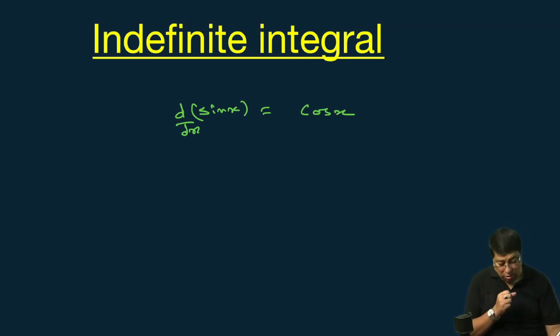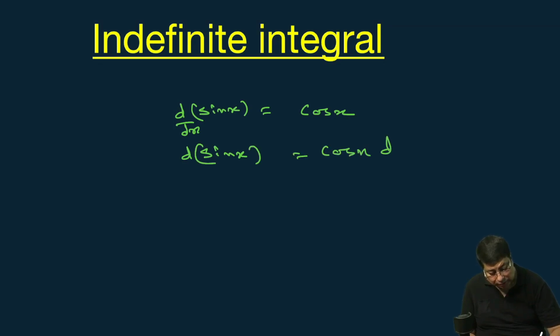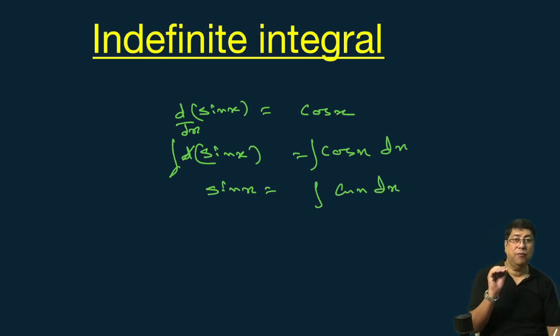So, for example, the derivative of sin x is cos x. So we can write this as d of sin x equal to cos x dx. And if we apply the integration, the d and the integral are getting cancelled. Then sin x equals the integration of cos x dx. This is the fundamental and primary concept of integration.